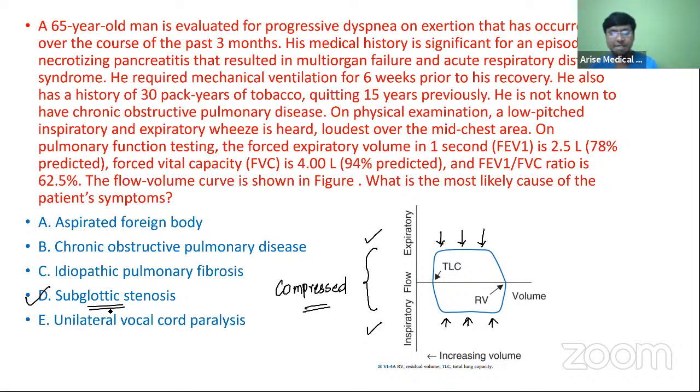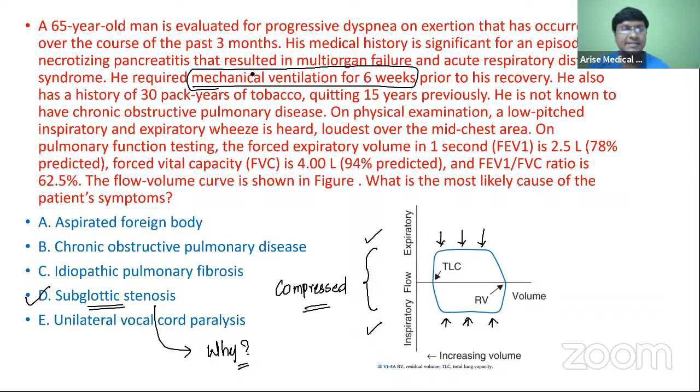Now, why is there subglottic stenosis? The individual was on a mechanical ventilator for 6 weeks prior to his recovery. One of the complications of mechanical ventilation for 6 weeks is subglottic stenosis.